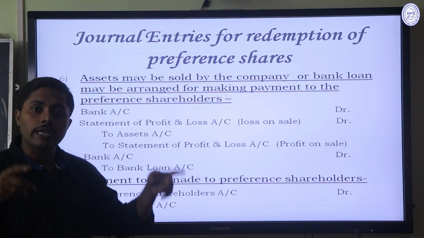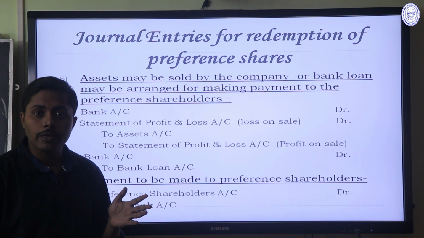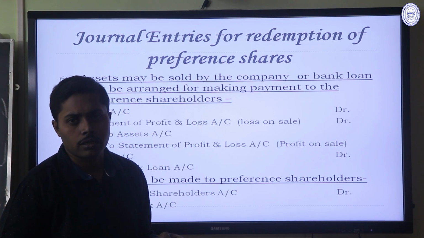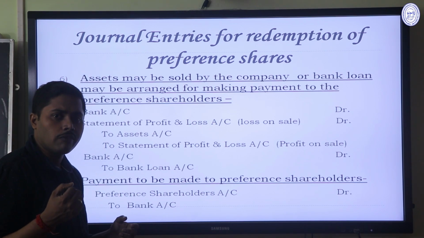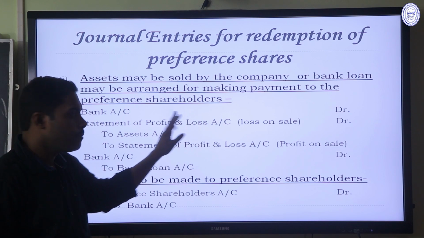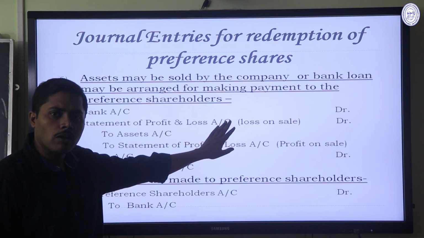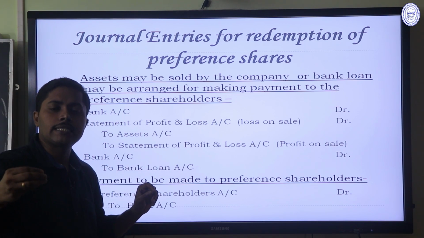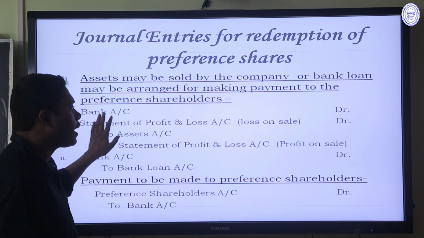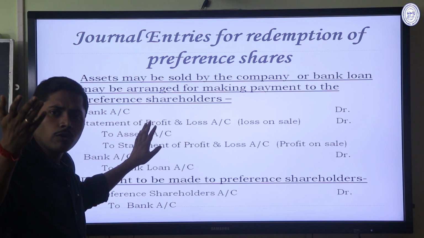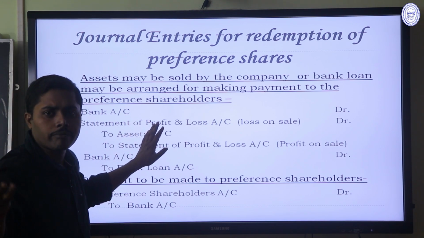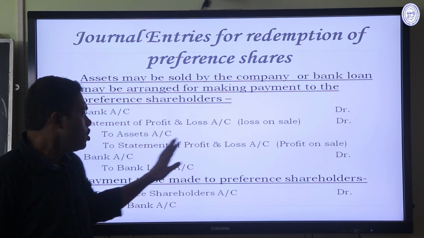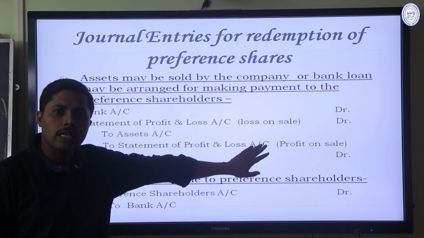If it is sold at a loss, then bank account debit, suppose the value of asset is 30,000 and you are making sale at 25,000. So, amount received by you is 25,000, so bank account debit 25,000, profit and loss account debit 5,000 and to asset account 30,000. And if you are selling such asset at a profit, say for example, you are selling 30,000 valued asset at 35,000, then bank account debit 35,000 to asset account 30,000 to profit and loss account, that is profit on sale 5,000.